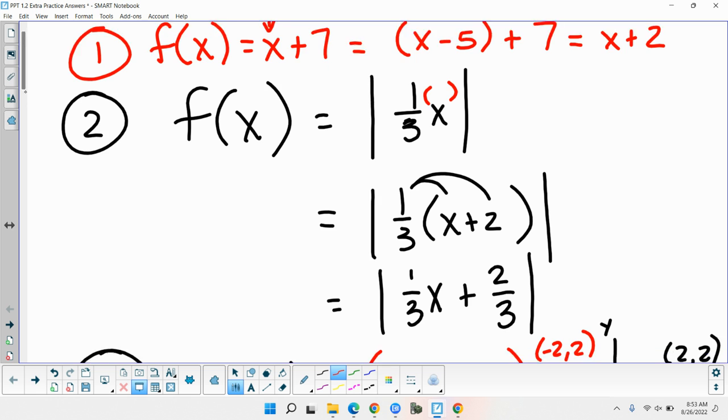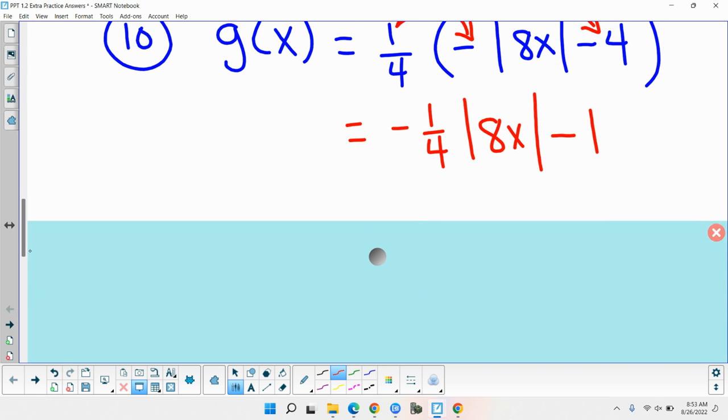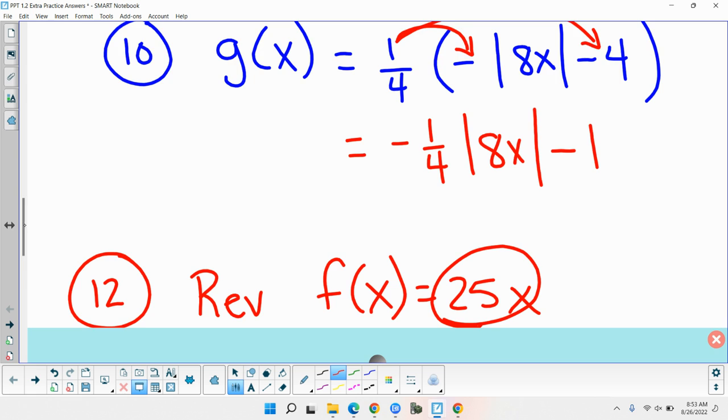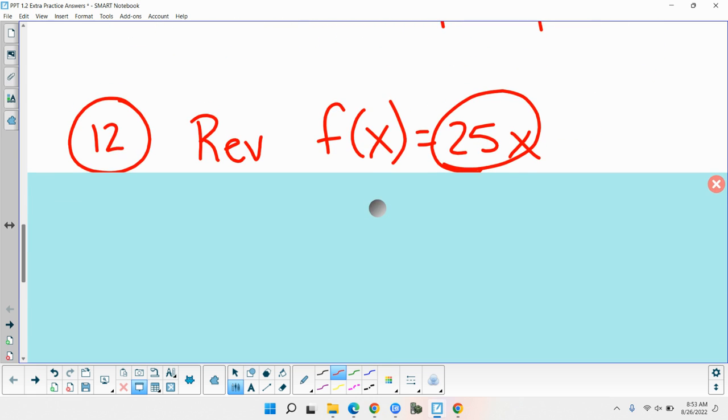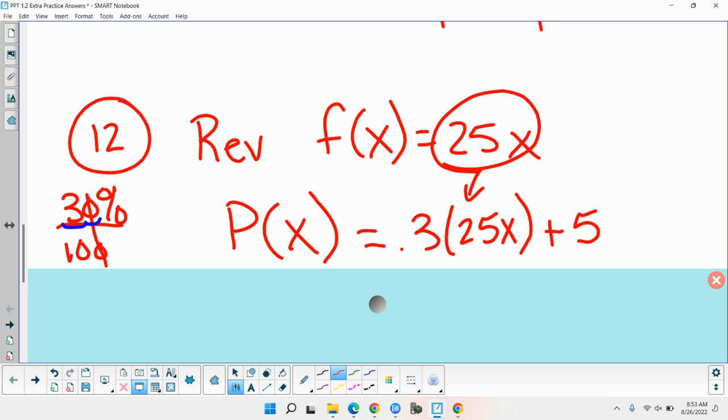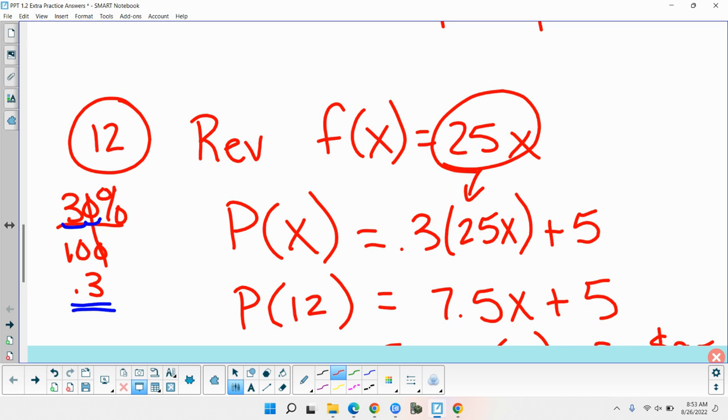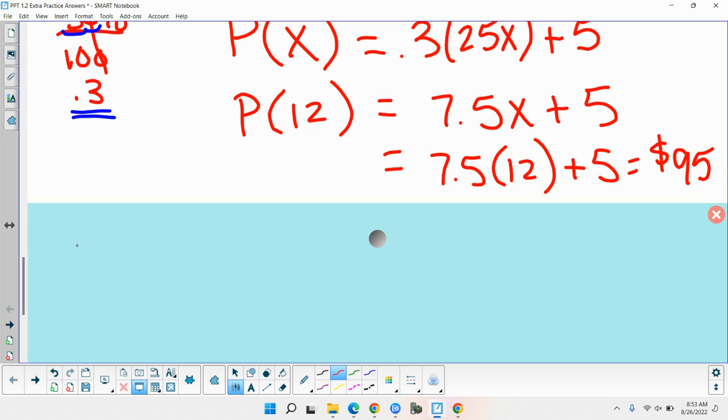was that word problem we talked about yesterday, revenue and profit. Okay, so the revenue was f of x equals 25x for making paintings to sell. Your profit is $5 more than 30% of the revenue. So I'm going to multiply this by 0.3 and then plus 5 because it was $5 more. What's the profit for 12 paintings? So we put 12 in place of the x. All right, comes out to $95.